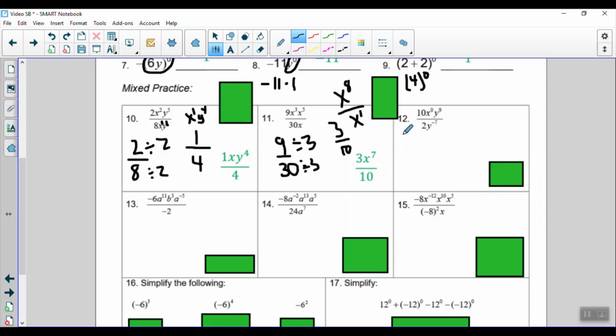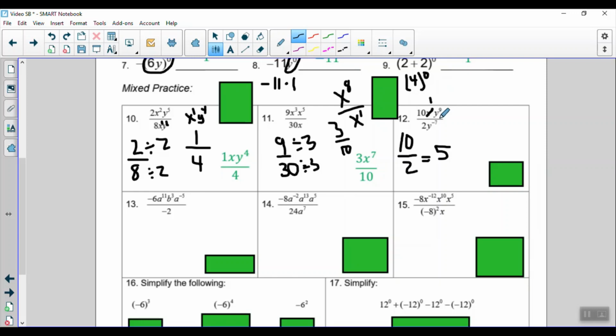Okay, here we have 10/2. Well, 10 divided by 2 is just 5, right? That one's a nice, easy, simple division. We don't have to simplify, we're just dividing. X to the 0 power is 1, so that's like saying 5 times 1. Well, that's just 5. So we don't really need to do anything with that.